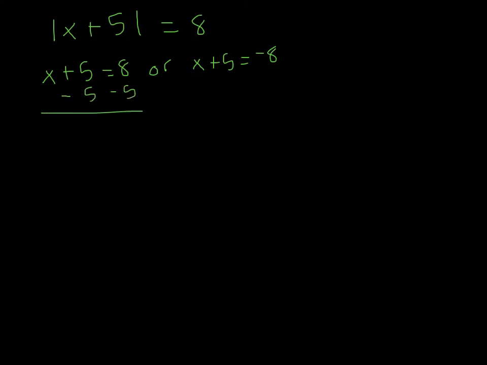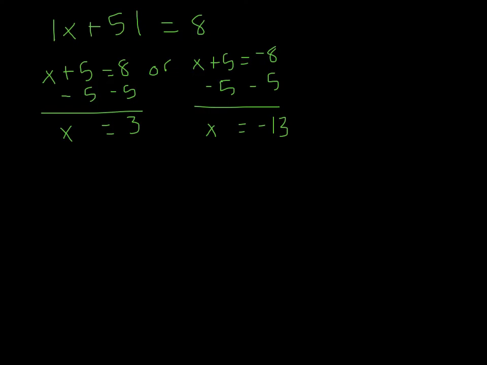Alright, the next one, we have the absolute value of x plus 5 is equal to 8. So we don't have to solve for the absolute value, which is good, but we do have a little bit of work inside the absolute value. So x plus 5 is equal to 8, or x plus 5 is equal to negative 8. So we subtract 5, and x is going to equal 3 on this side, or on this side, x is going to equal negative 13. Okay?